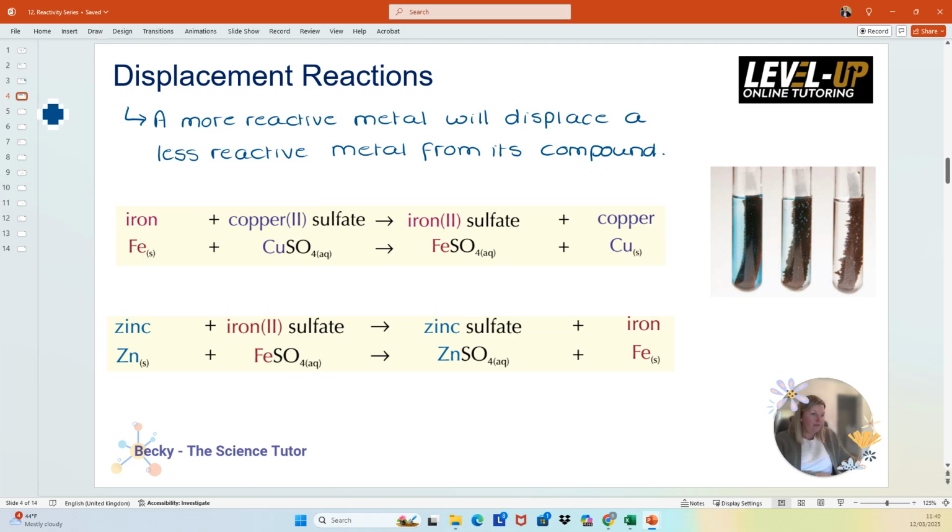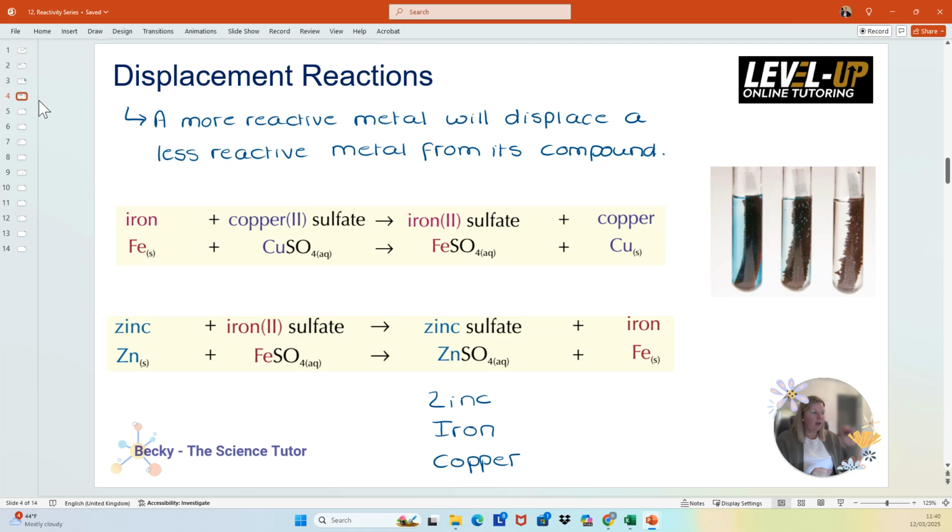from the first one we know that iron was more reactive than the copper because it booted the copper out, but then when we reacted iron and zinc together, zinc kicked out the iron, therefore the zinc must be more reactive than the iron. So by completing these series of reactions, we can work out which is the most reactive.